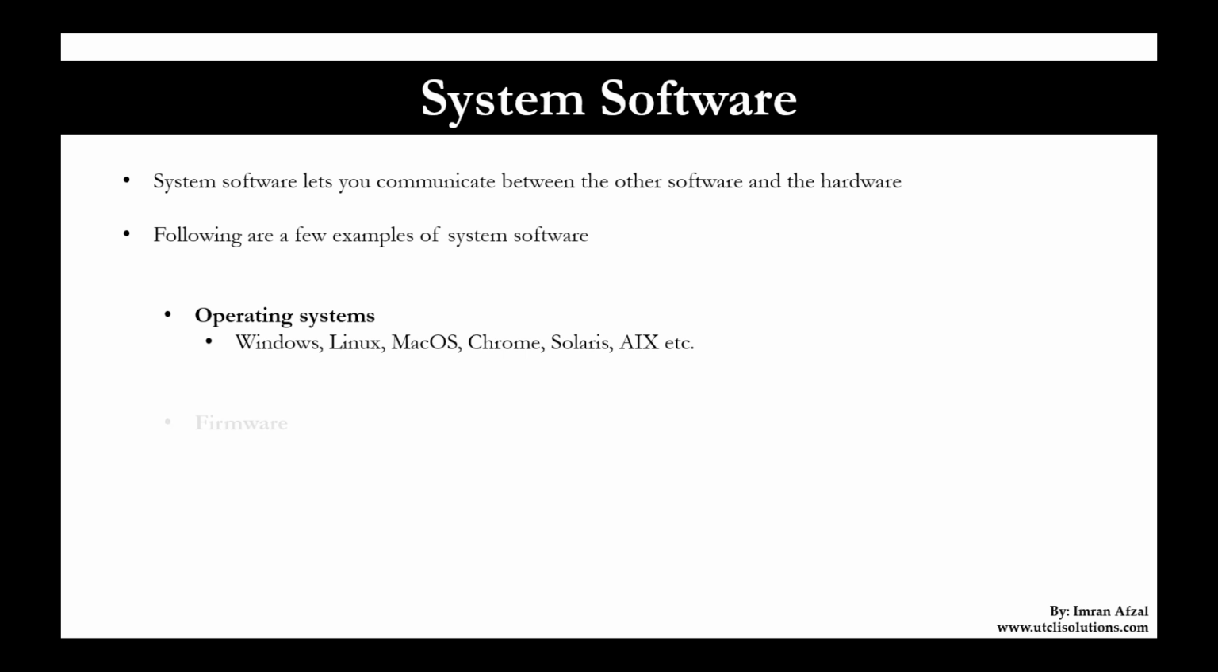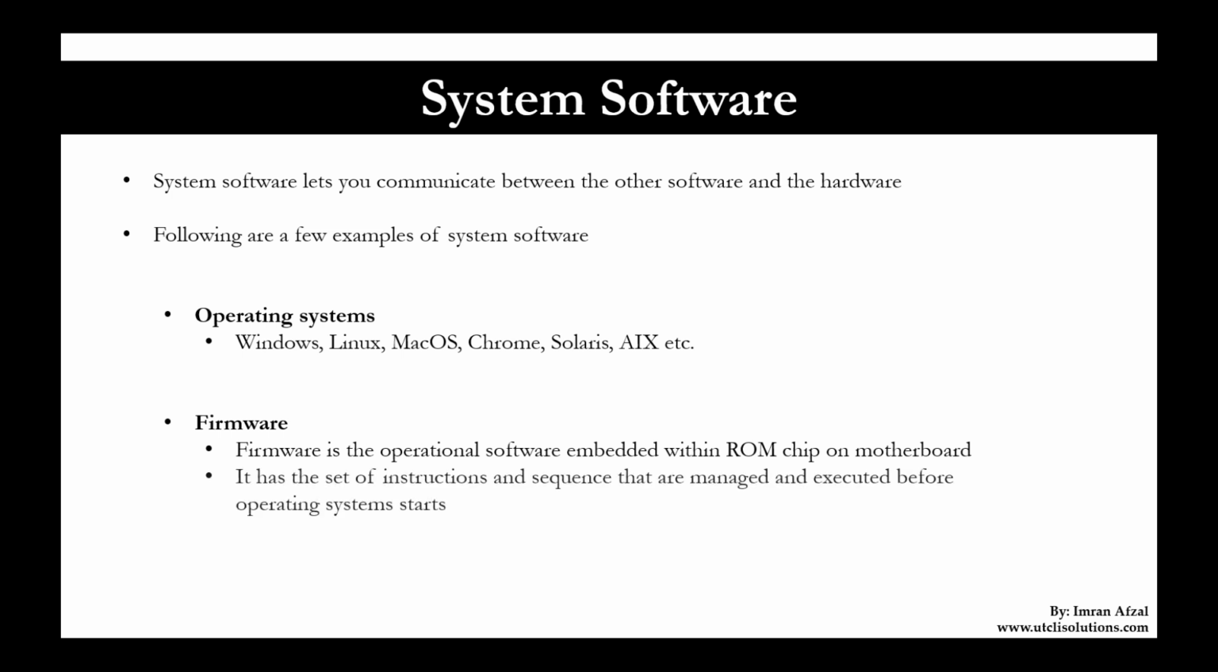All right, next type of software is the firmware. A firmware is the operational software embedded within a ROM chip on the motherboard. There is that little chip located on the motherboard, and it has that software written on it, and that ROM is read-only memory, so that cannot be changed. It has a set of instructions and sequence that are managed and executed before the operating system starts. BIOS is an example of a firmware.